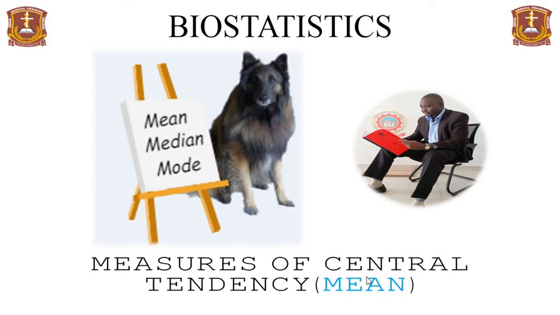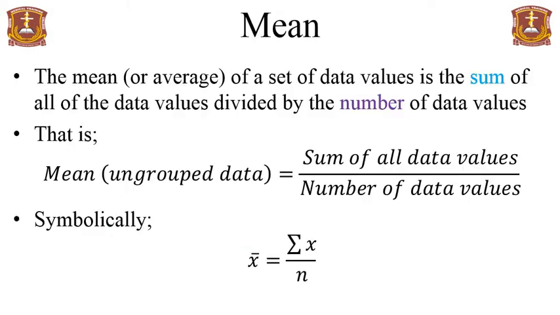In this lecture, I want to talk about mean as a measure of central tendency. Now, when talking about mean, or what others call the average of a set of data, we are talking about the sum of all the data values divided by the number of data values, which simply means the number of entries. That applies for ungrouped data.